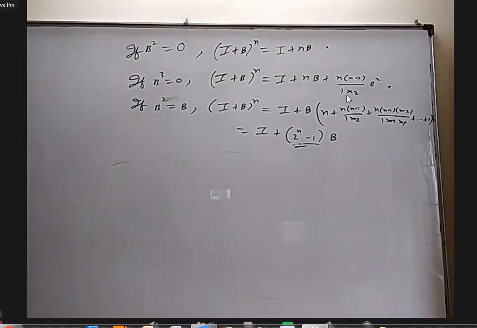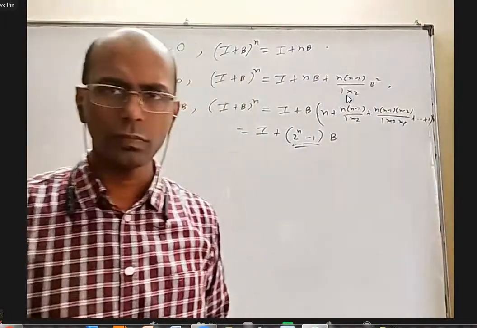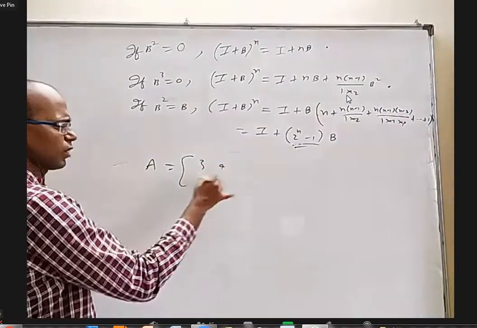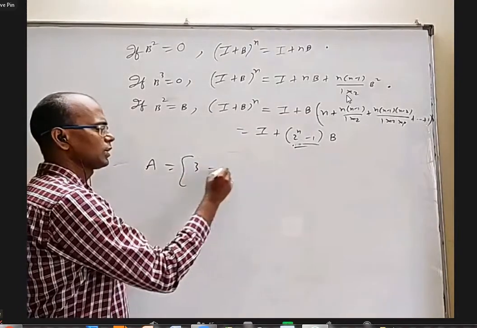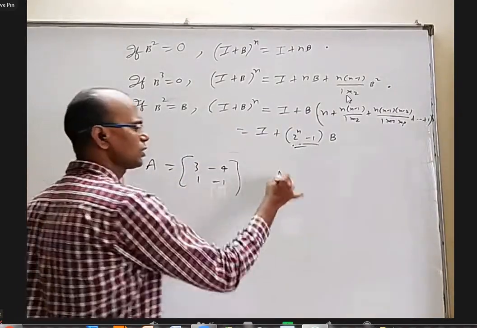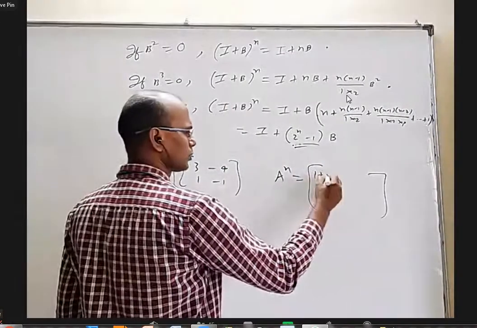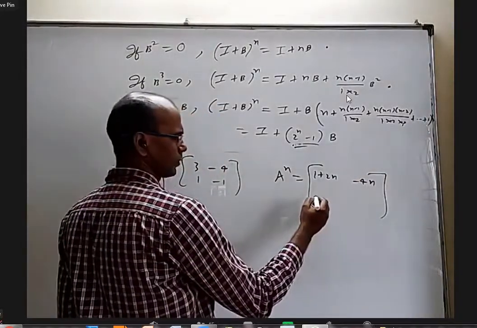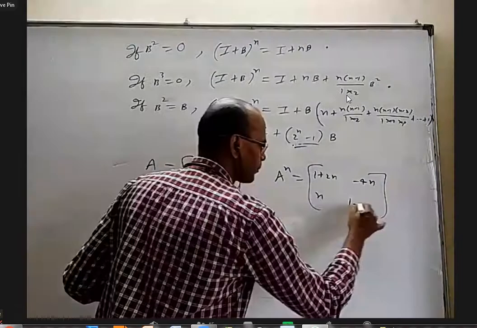Just a minute. Somebody has the IP textbook with you? Can you open the second exercise, third section? Yes, sir, I opened it. There is one question. A equal to 3, 4, 1 minus 2, that is 3 minus 4, 1 minus 1. They want us to show that A power n is equal to 1 plus 2n, minus 4n, n, and 1 minus 2n.